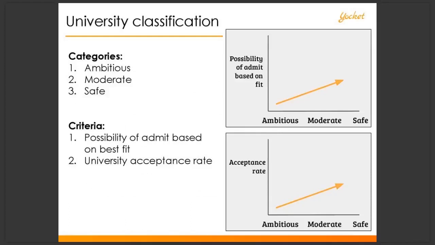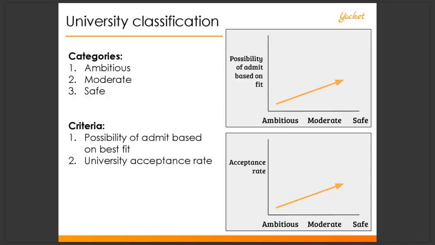So now, let's say you have a set of universities before you, and you need to understand how difficult or how easy it would be for you to get into those universities. For that purpose, you classify universities into three major categories: ambitious, moderate, and safe. That is the usual convention. Now, how do you categorize these universities? What factors do you take into consideration?